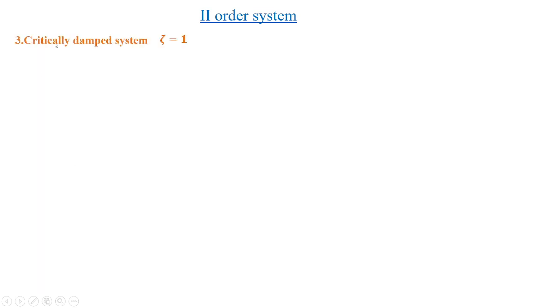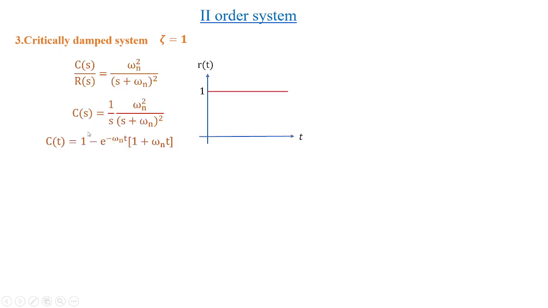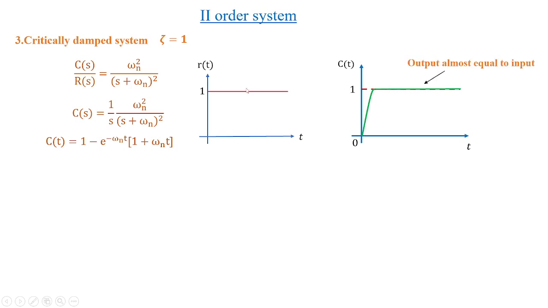Now for the critically damped condition where the zeta value is 1, we got C of t which is equal to 1 minus e to the power of minus omega nt of 1 plus omega nt. For this we got the output waveform C of t quite similar to the input waveform. You can see a small increase with a small rise time, and immediately the output is reached. This output is quite similar to the input. Here we obtain a response which is fast in nature, or we can say the response is quick. So for a critically damped system, this is how we reach the output for step input.